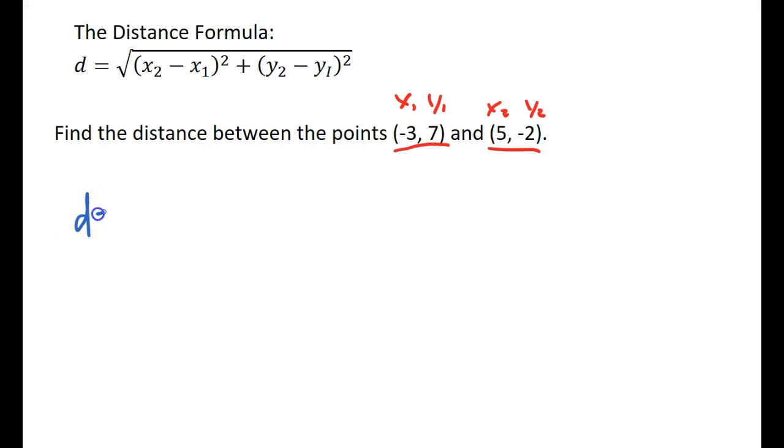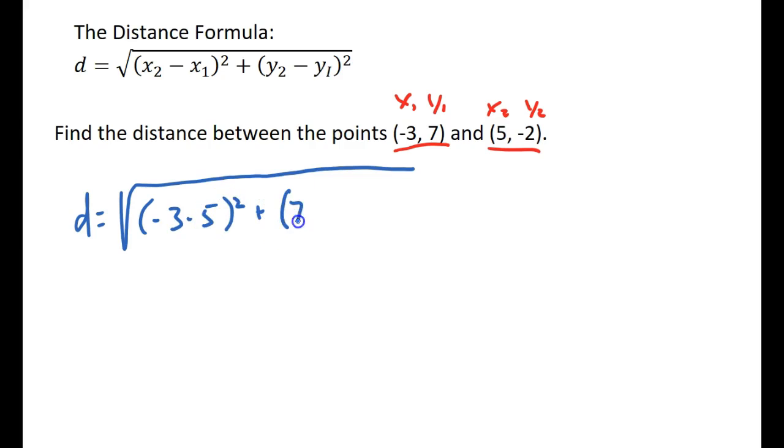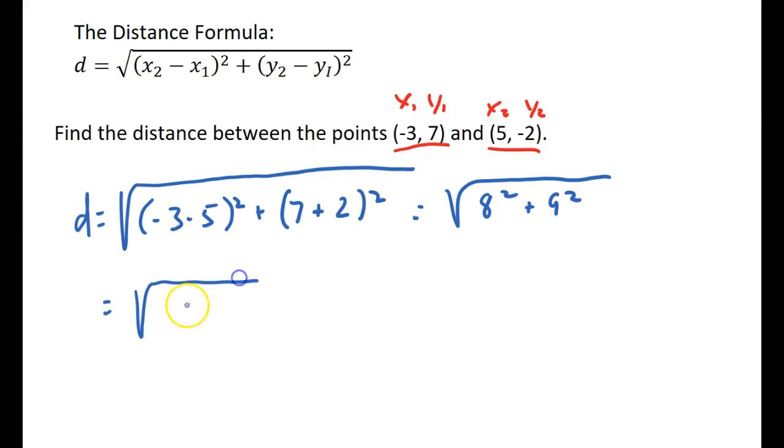So here we go. The distance is the square root of (-3 minus 5) squared plus (7 minus -2) squared. 7 minus a -2 is going to be 7 plus 2. Okay, that works out to the square root of 8 squared plus 9 squared, which is the square root of 64 plus 81, which is the square root of 145. So that's the distance between those 2 points.